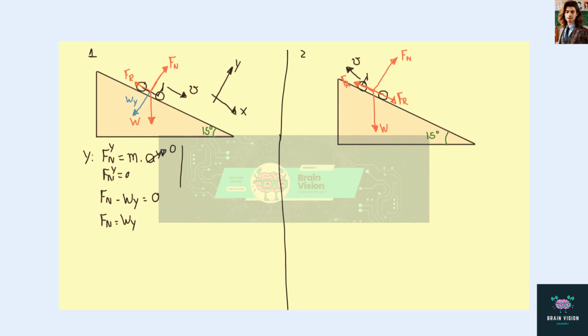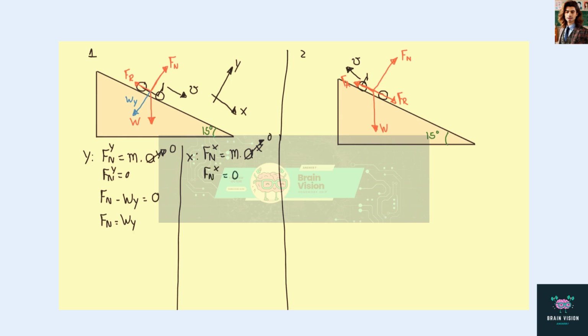Now for the x-axis we have the following. On the x direction, the net force is equal to the combined mass times the acceleration in the x direction. Note that in this situation, the bicycle is going downhill with a constant velocity. So its acceleration is equal to 0 in the x direction. Then the net force in the x direction is equal to 0.